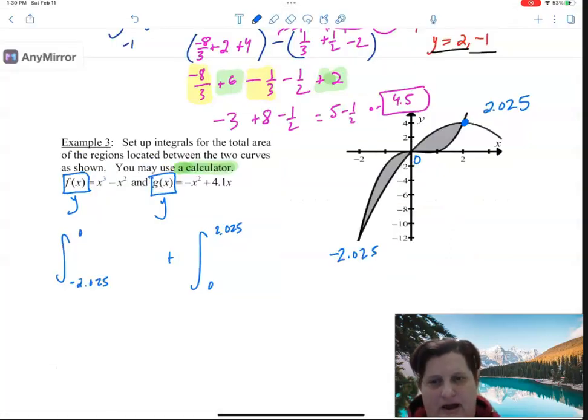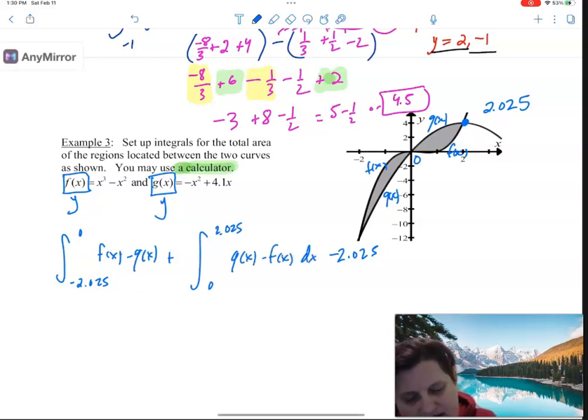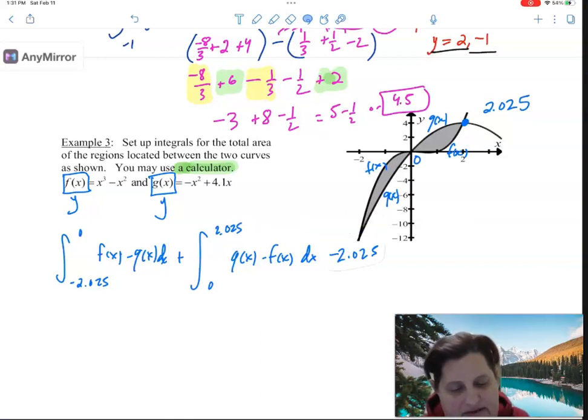Okay, so on that part, I can say, well, that's going to be f of x minus g of x. It's f, it's g, which means that over here it switches and it's g of x minus f of x dx. And sometimes on FRQs, on word problems, you'll have these ridiculously long equations that you don't want to write. That's fine. Call them y1, y2, call them fg, whatever.